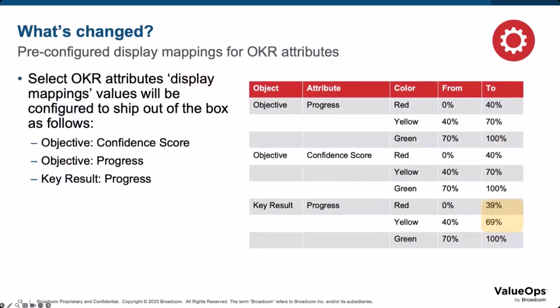In order to reach parity with the previously available OKR cookbook approach, this release includes updating selected OKR attributes, display mappings, and those values to be configured and shipped out of the box. We updated the confidence score and progress attributes for the objective object and the progress attribute for the key results object. This table shows the out-of-the-box display mapping values. Note there's a minor discrepancy with the key results progress value, which is different from the others, which of course can be altered by the administrator, but from an out-of-the-box perspective, we're going to address this in the next release.